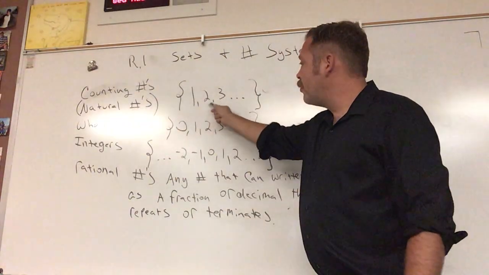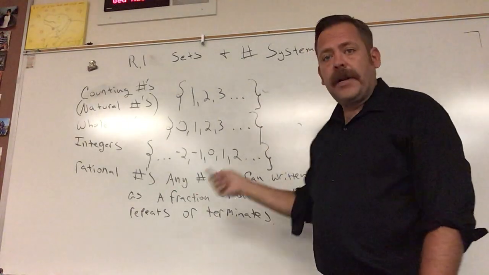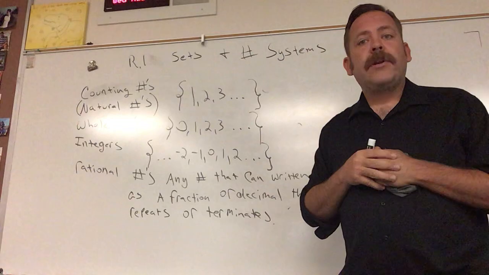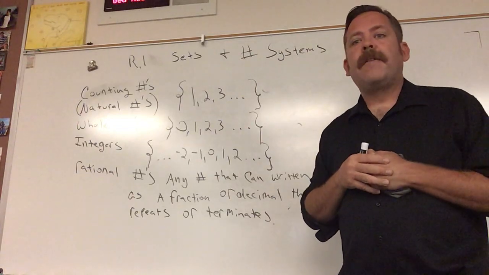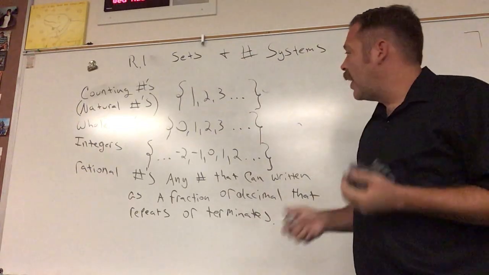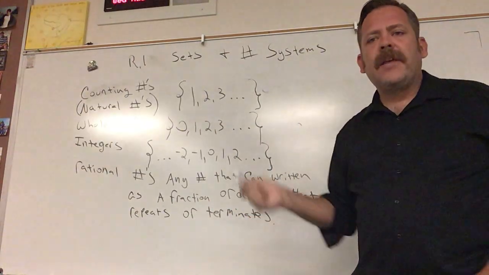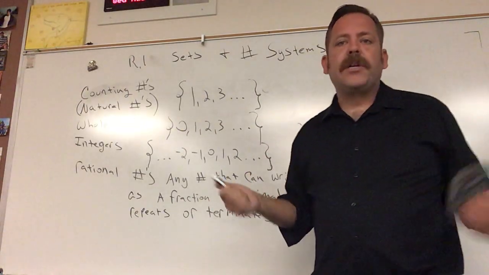But then we have 2, 3, ... meaning it goes up forever. Let's see what's not belonging to this set. We don't have 0, we don't have any negatives, and we don't have any numbers between 1 and 2, 2 and 3, so no fractions in between those counting numbers.